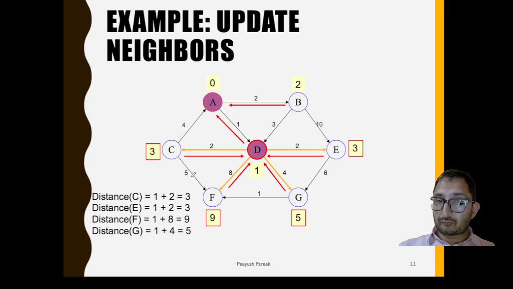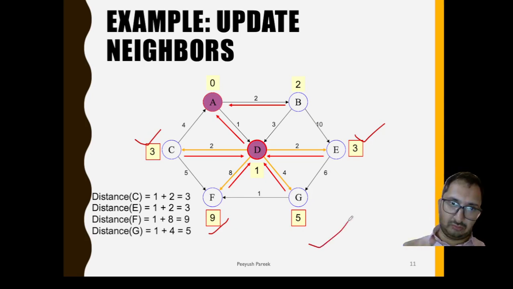For the path to C, 1 plus the distance from C to D, which is 2. So the total distance is 3. To node E, we can reach from 1 plus 2, 3. For F, if we go directly from here, 1 plus 8 is 9. And this G, 1 plus 4 is 5.